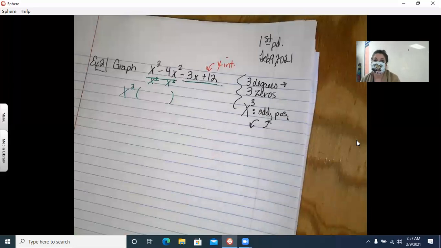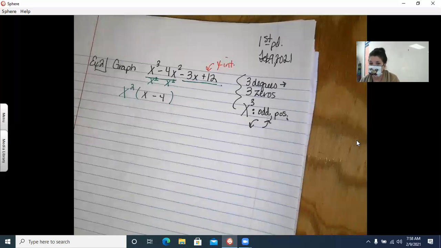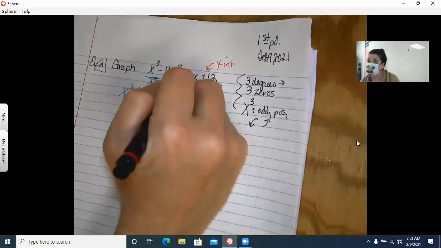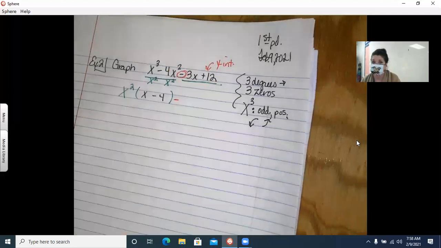What's x cubed divided by x squared? X. What's negative 4x squared divided by x squared? Negative 4. Remember, in your second group, you have to take the sign of the first term in the second group. So let's talk about the sign. What's going to be the sign of the GCF of the second group? Minus, because the first term in the second group is negative. They don't have to both be negative. It doesn't matter. Whatever the sign of the first term is.